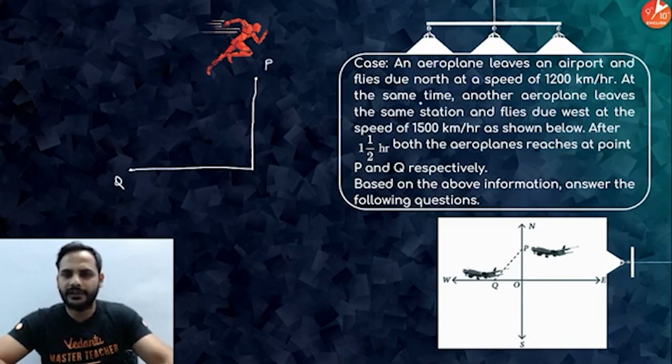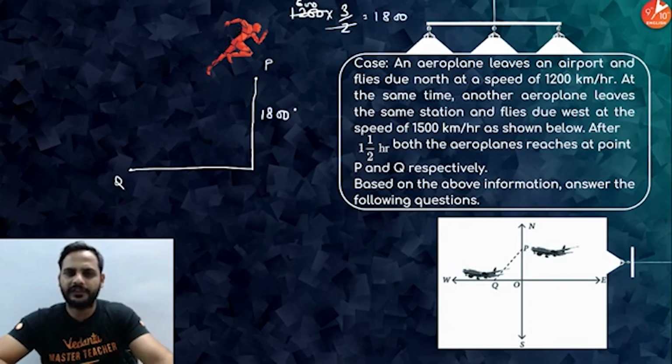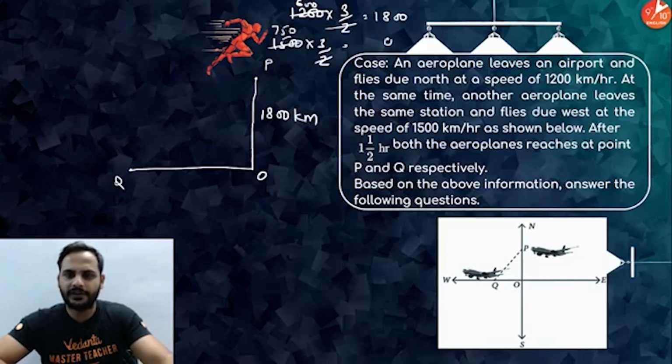All right. So here it is traveling with 1200 km per hour. So 1200 km multiplied by time, 3 by 2, which is 1800 kilometers. So this distance is 1800 kilometers. This distance QO will be equal to 1500 into 3 by 2, so this will be equal to 2250.